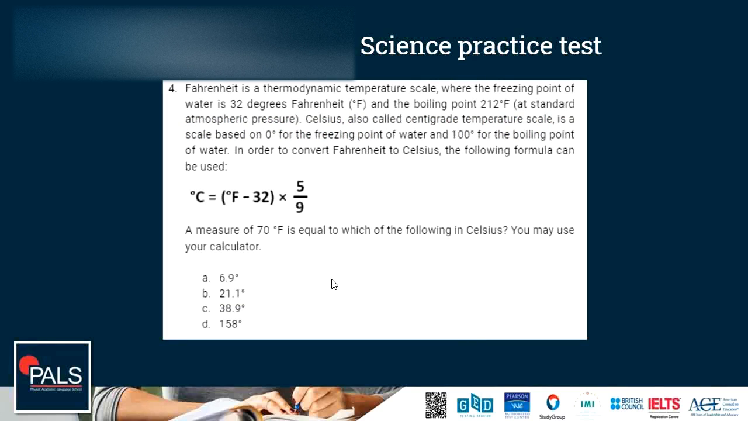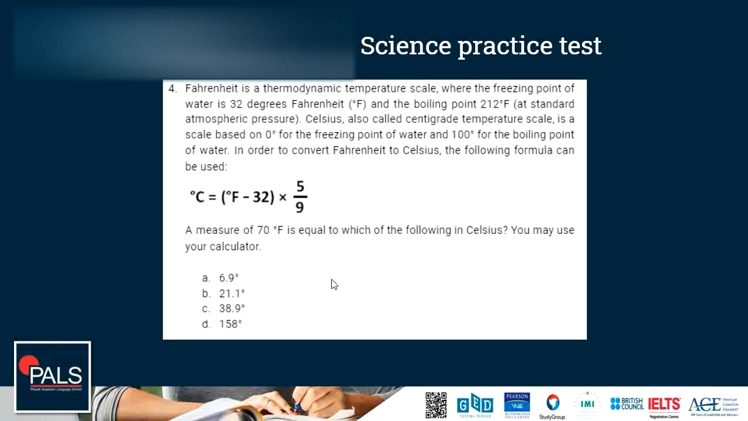Fahrenheit is a thermodynamic temperature scale where the freezing point of water is 32 degrees Fahrenheit and the boiling point is 212 degrees Fahrenheit at standard atmospheric pressure. Celsius, also called the centigrade temperature scale, is based on 0 degrees for the freezing point and 100 degrees Celsius for the boiling point of water.